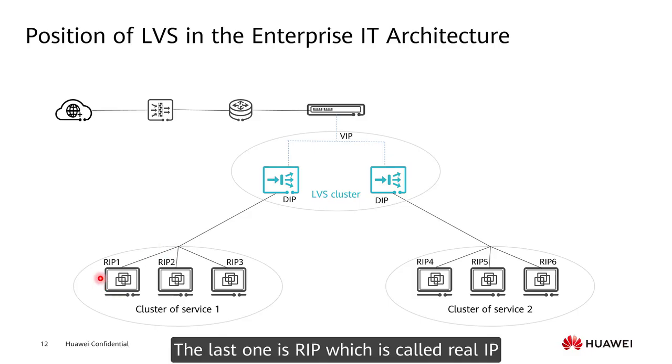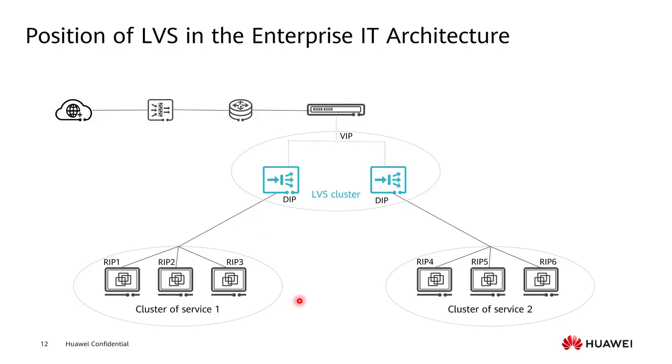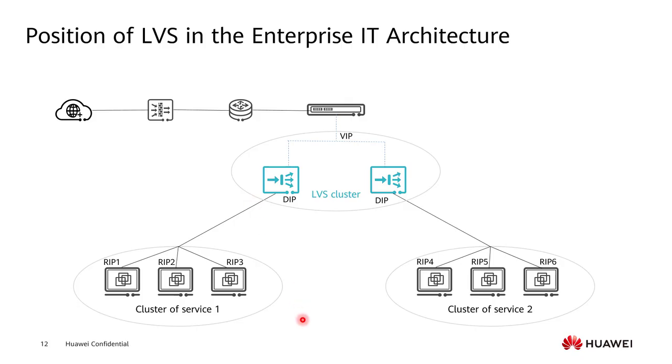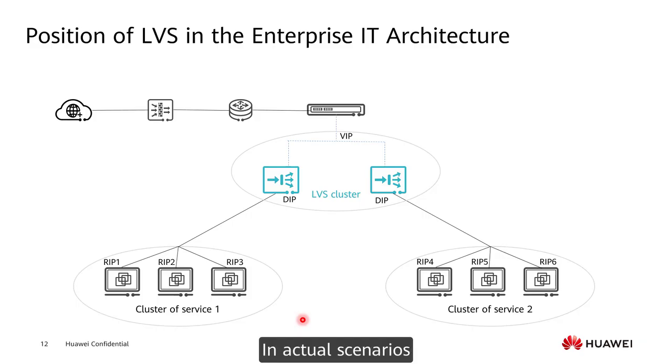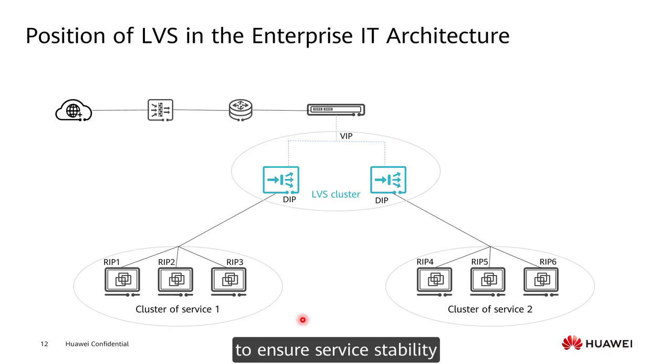The last one is RIP, which is called Real IP. It is configured on a real server cluster host, and the RIP must be able to communicate with the DIP. The LVS can only perform load balancing scheduling, which is easy to cause single points of failure. In actual scenarios, LVS works with KeepAlive to form an LVS HA cluster to ensure service stability.